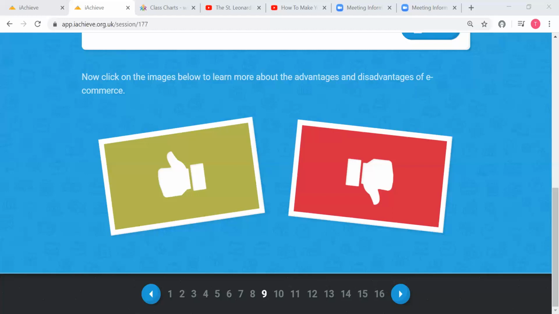And then simply complete the table below. What are the advantages and disadvantages of e-commerce from the standpoint of the business, the person who's selling the products, and the standpoint of the consumer, the person who is buying the products? And that's it. And all 3 of these worksheets are due by Friday.